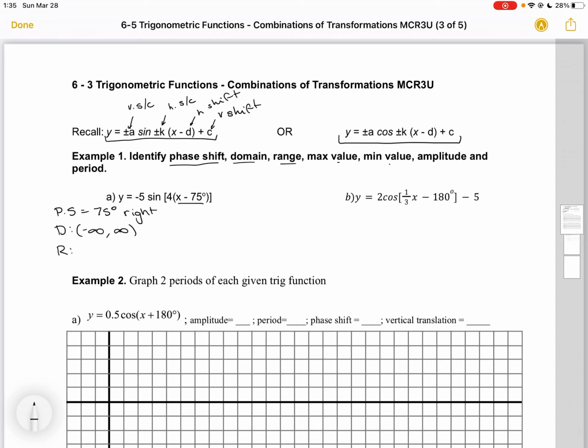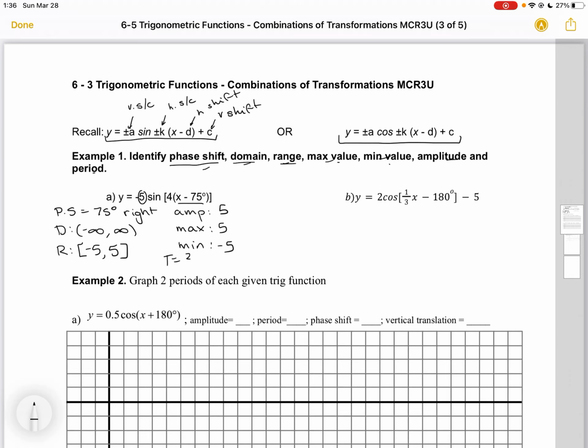My range is going to go between my maximum and my minimum values. So let's figure out my amplitude, which I know is just my A value, which is right here. That means that my max and my min are going to be 5 and minus 5. So that would be my range, minus 5 to 5. So now I've identified phase shift, domain, range, max value, min value, amplitude, and the period, the last one.